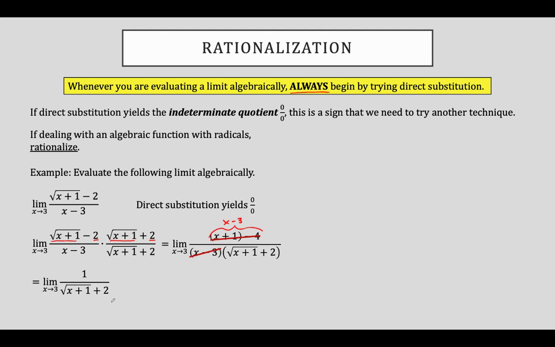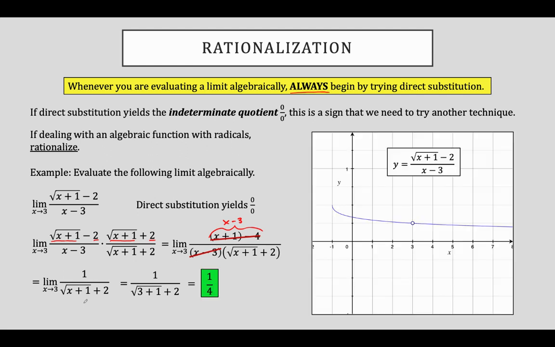And now we can try our direct substitution again. We plug in 3 for x. Plugging in 3 for x gives us 1 divided by the square root of 3 plus 1 plus 2, which is equal to 1 over 4. Again, we can verify our solution graphically. Here we have the graph of this function.